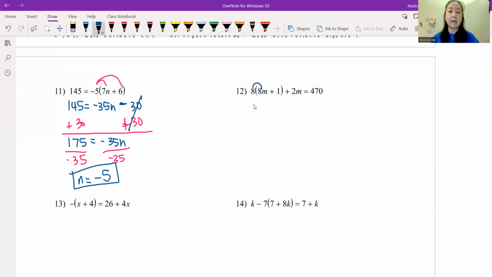So 8 times 8m is going to be 64m. Then 8 times 1 is going to be plus 8. And then I didn't use these yet, so I'm just going to copy those down.